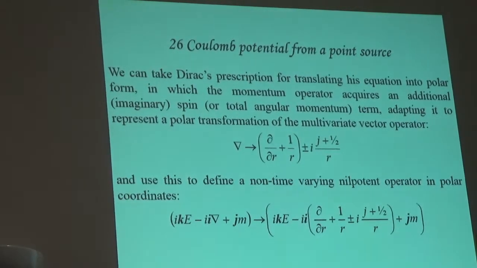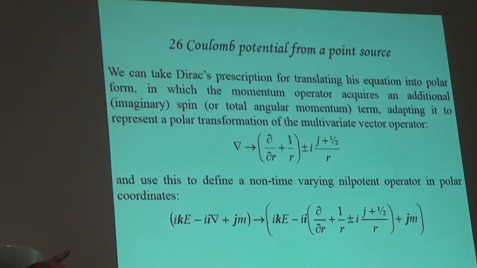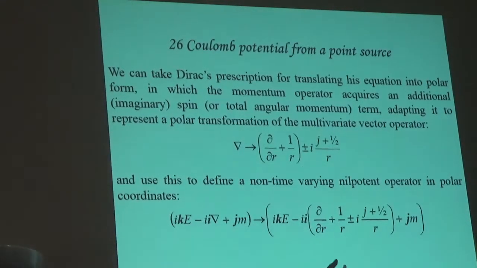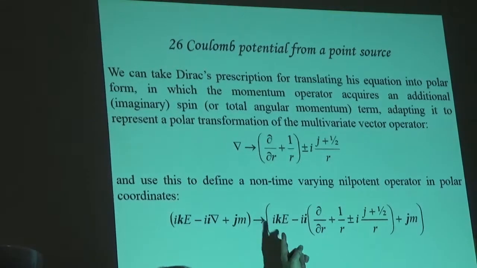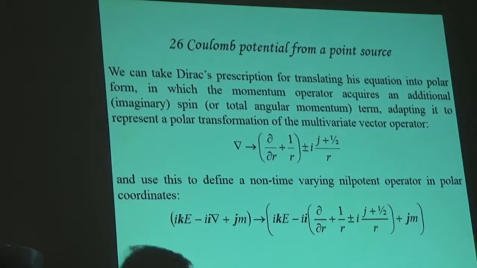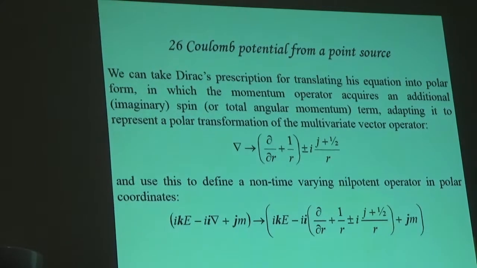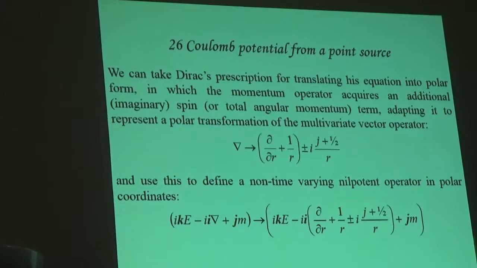Another thing is, I take Dirac's prescription for translating his equation into polar coordinates. If I use that in here, something I notice is that I cannot get a nilpotent solution of this, whatever the phase factor is, if this term doesn't contain an R in it, because it will never square to zero. So simply putting a particle in the field of a point particle with spherical symmetry means that that point particle must create a Coulomb potential on this.